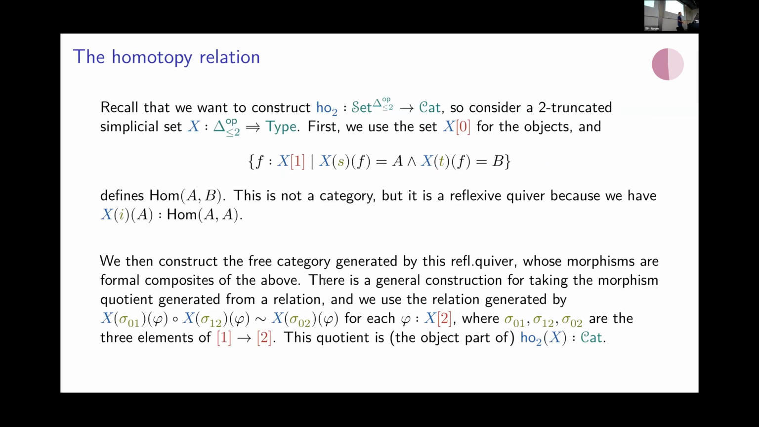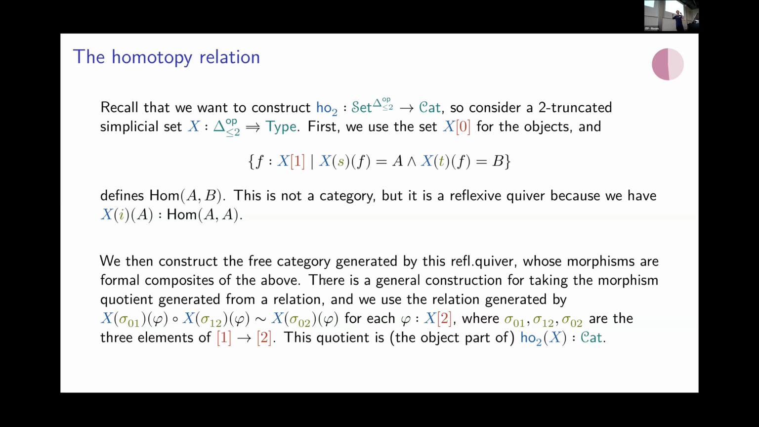And so now we want to construct this Ho2. The way that we do that is basically what I described before. We have the set of objects, and then for our morphisms, we're going to take the x1, which have a certain beginning and end. That defines our set hom AB. This is not a category because we don't have a composition operation. We just have these morphisms, but it is a reflexive quiver.